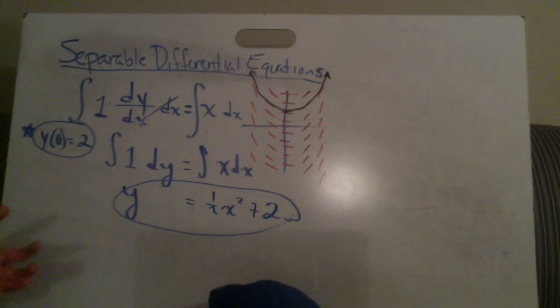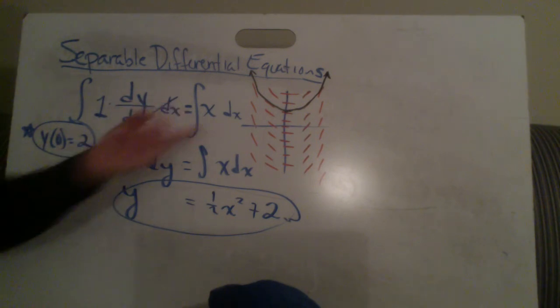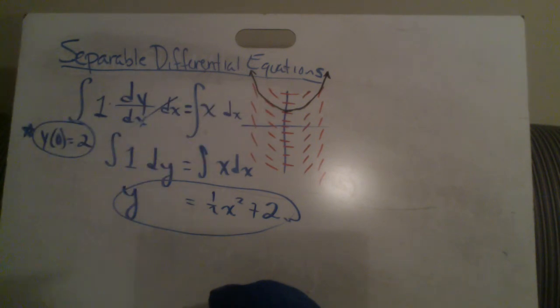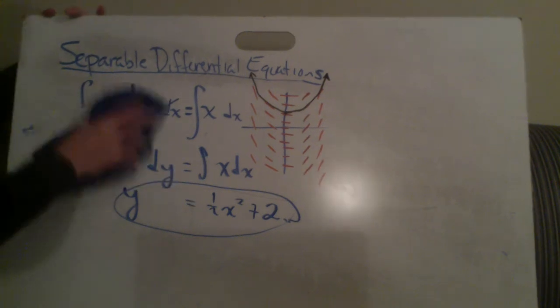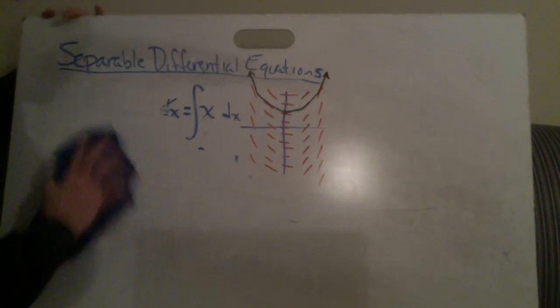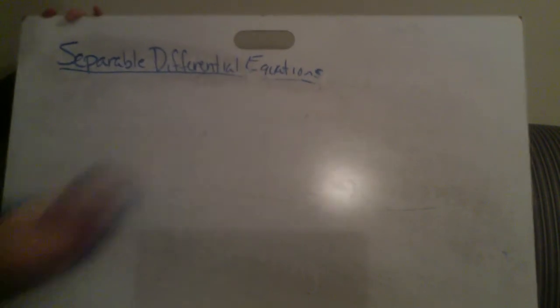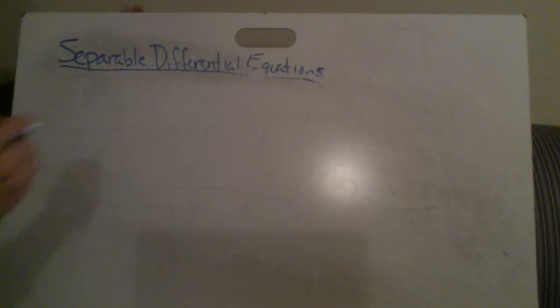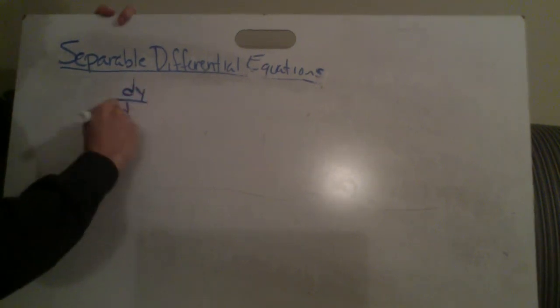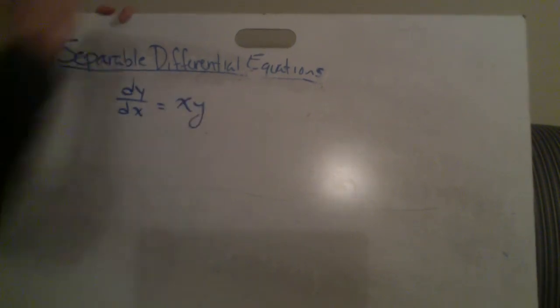This example is really nice. We could tell already from our slope field what the function should be, or just from our knowledge of the derivative being x, I can probably piece together that the original function was a parabola. But what if I gave you a different function that maybe wasn't quite as nice? Even though it looks super nice, it's not gonna be that nice. Let's say dy dx is equal to xy.